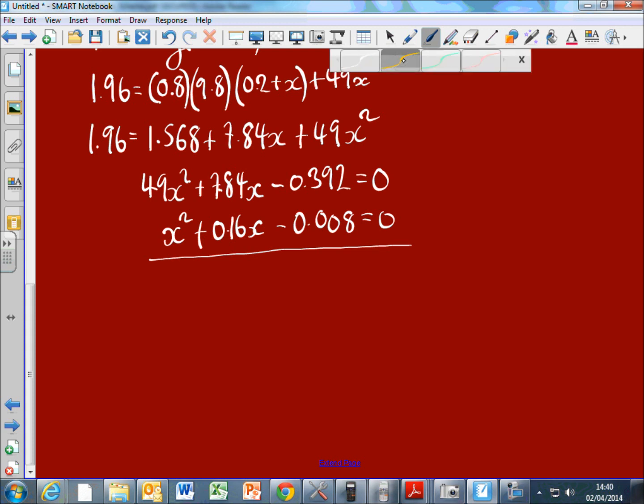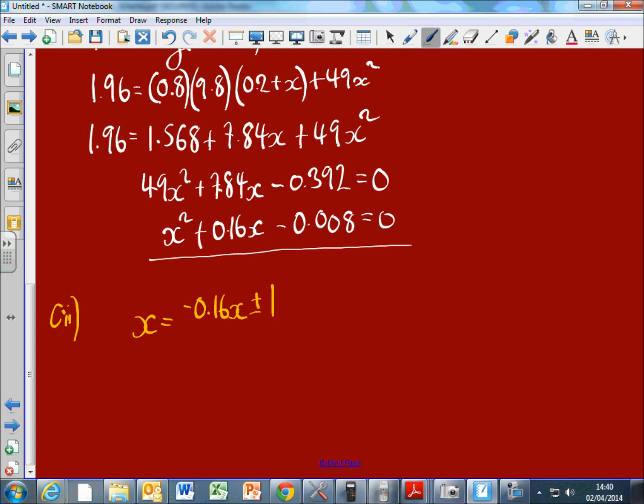So for part C(ii), we just say that x is equal to minus 0.16 plus or minus the square root of 0.16 squared minus 4 times 1 times c, so that's 0.008, and I've made that positive now, divided by 2 lots of a, so that's 2.